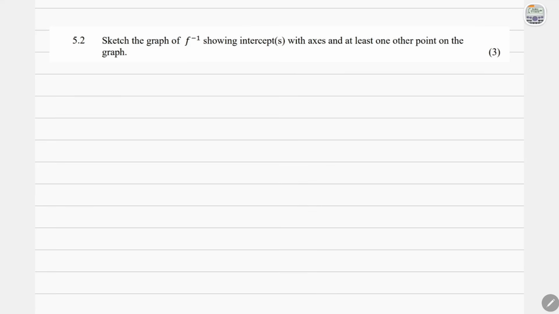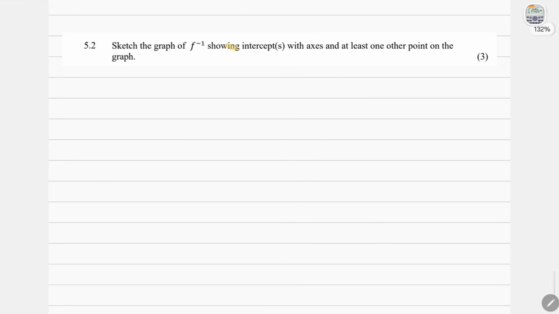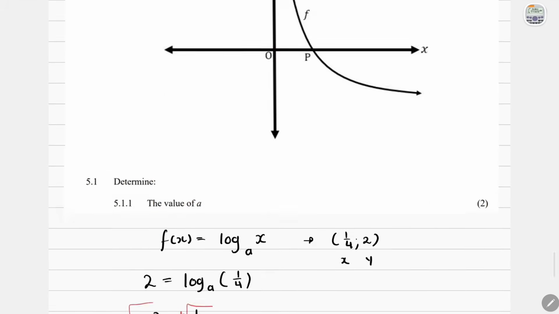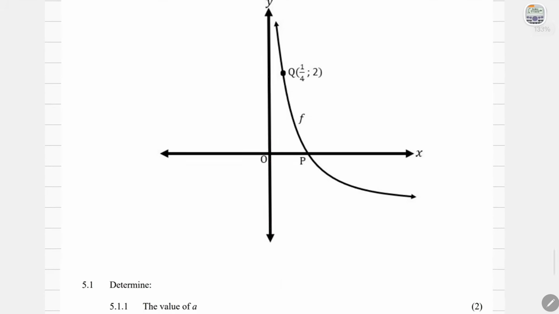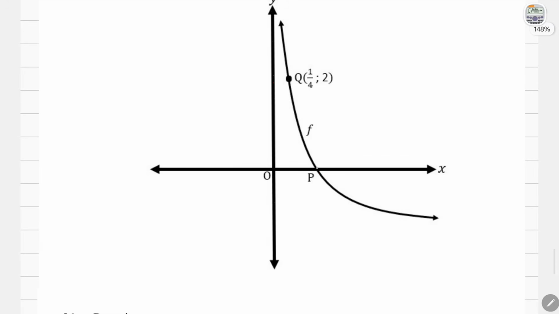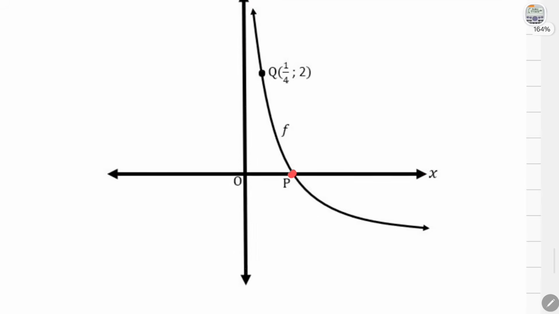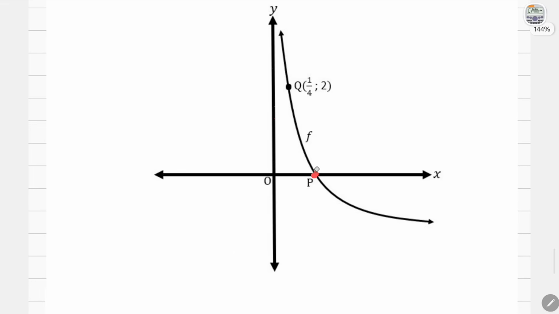The next question says, sketch the graph of the inverse showing intercepts with the axes and at least one other point on the graph. So they want to see that intercept and at least one other point. So the point they're referring to is probably this point that they've already put down here. The other point that we have is the x-intercept of our log function. If it is an x-intercept in the graph of f, then it's going to be a y-intercept in the inverse. So we can just go ahead and find this first.